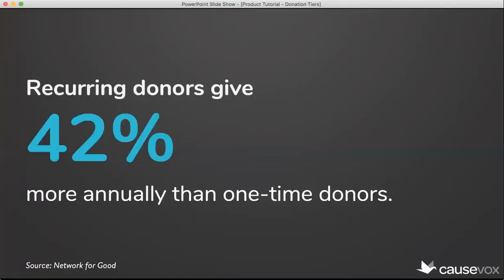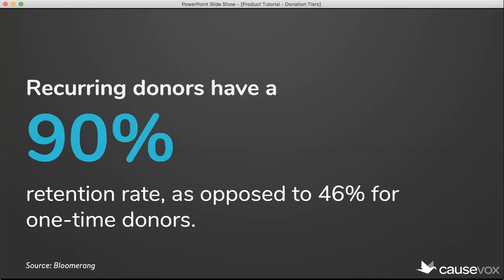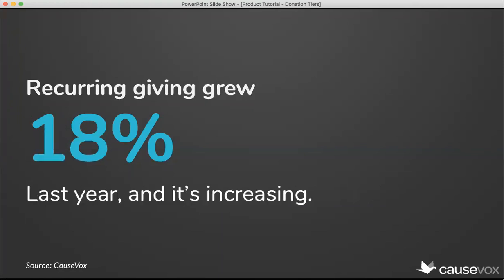So why we focus on this is that recurring donors give 42% more annually than one-time donors. And recurring donors have a 90% retention rate as opposed to 46% for one-time donors. And we saw that last year recurring giving grew 18%, and it's increasing this year so far. So this is really important because this shows you the overall trend in our space is towards recurring giving.